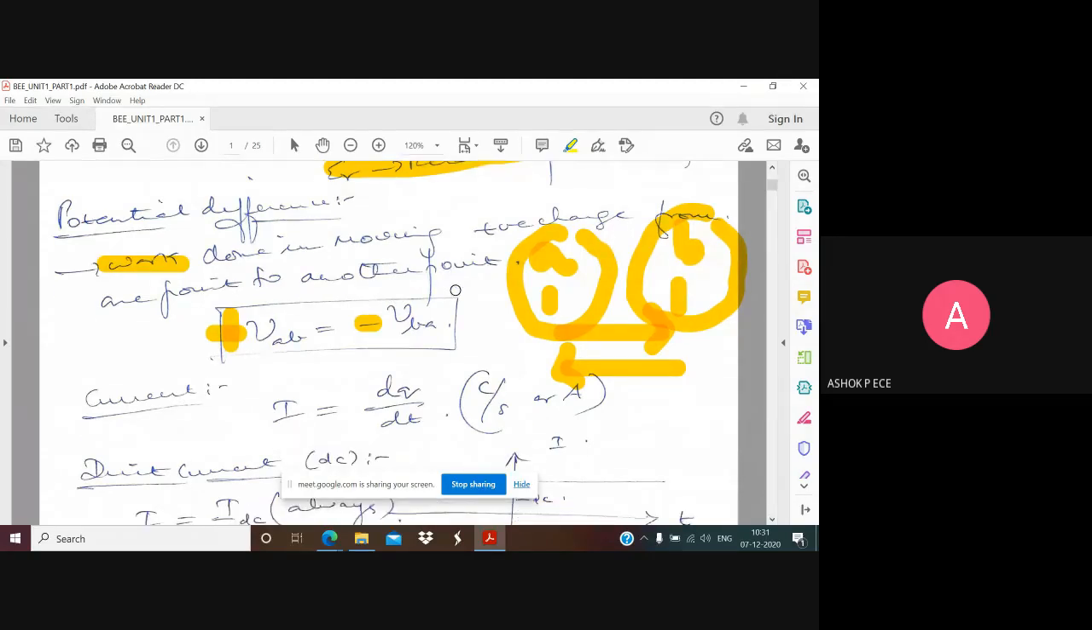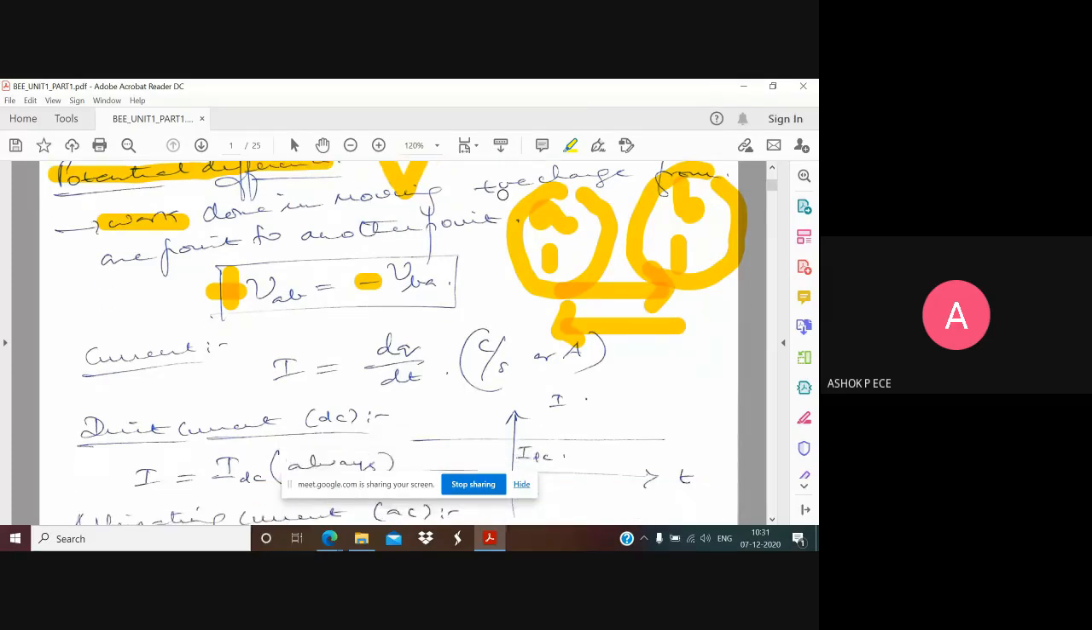So in problems, when you measure potential across two points A and B, when you measure VAB, assume it is 5 volt. If you measure VBA, it will be minus 5 volt because you are changing the direction in which you measure the voltage. So please understand this. Potential difference, we call it voltage. In electronic circuits, we simply call it voltage, and it will have magnitude as well as sign.